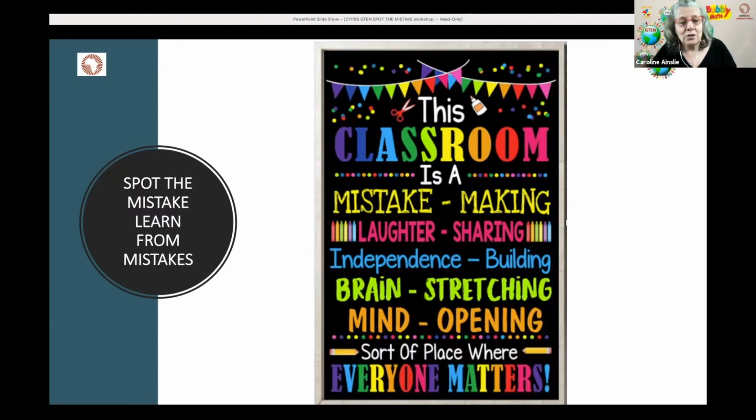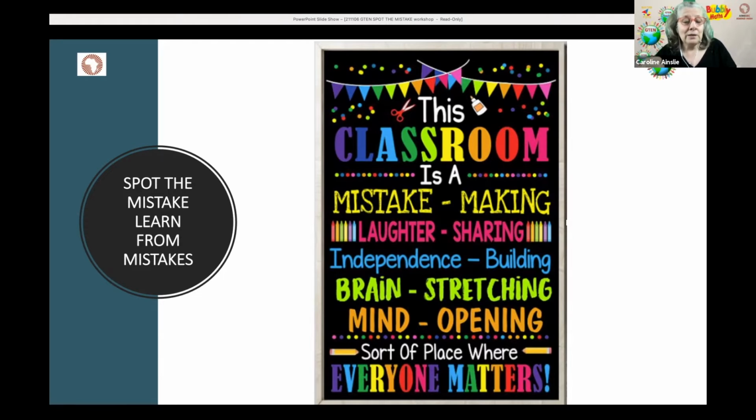This poster is so wonderful. Making mistakes isn't a time to go, no, I made a mistake, I'll never get good, I'll always be rubbish, I'm stupid. So many of us think that way. This poster, everyone needs to have up in their classroom. A classroom should be a mistake-making, laughter-sharing place. Mistakes can cause laughter instead of despair.